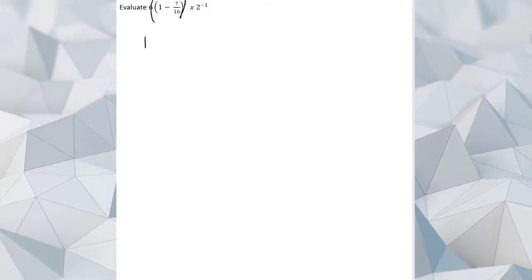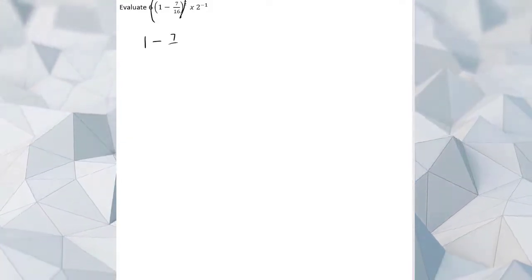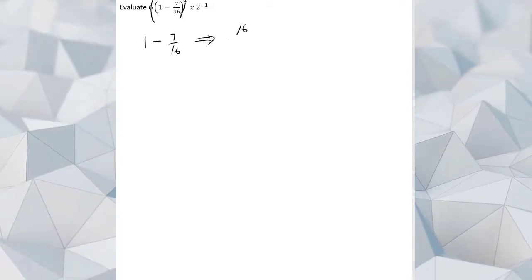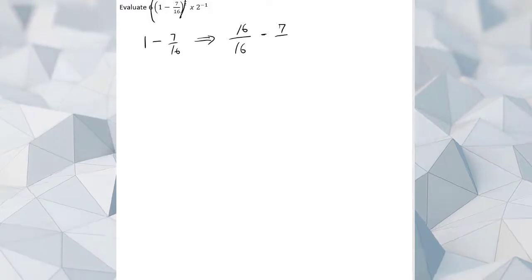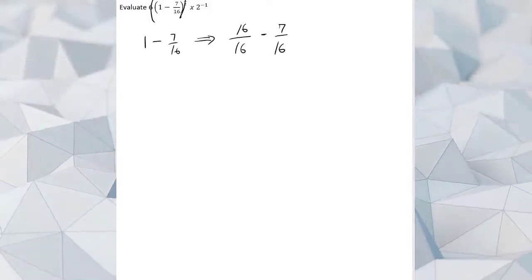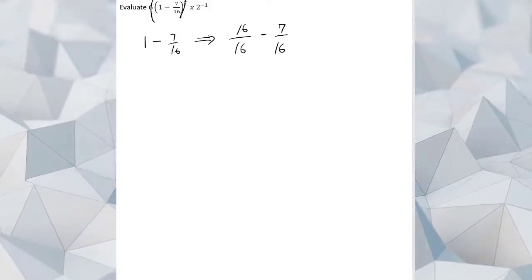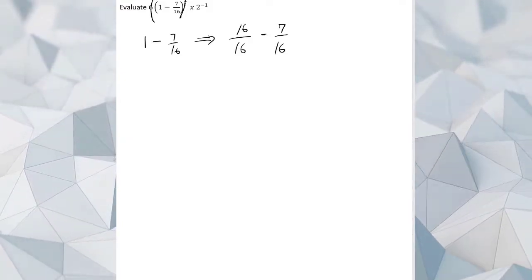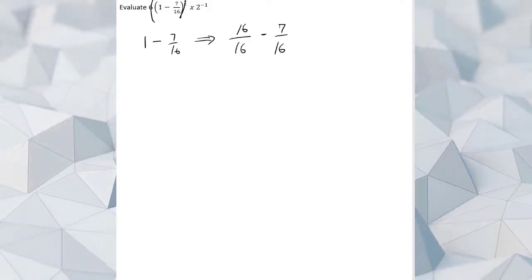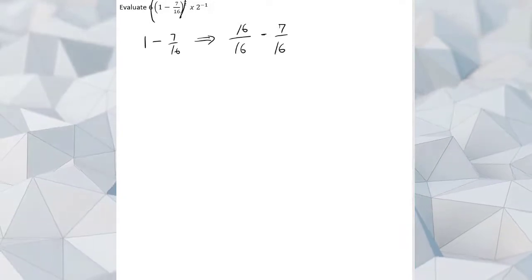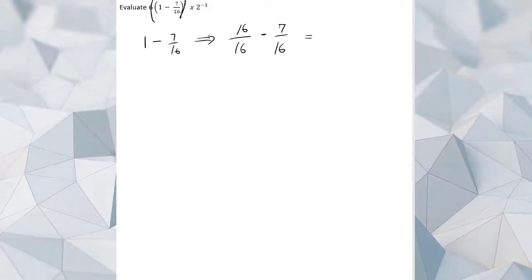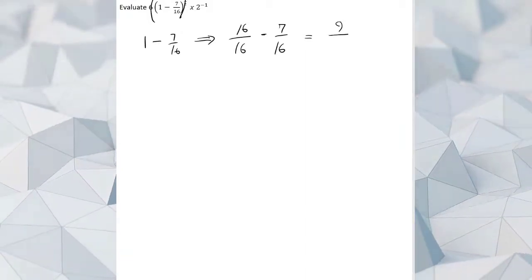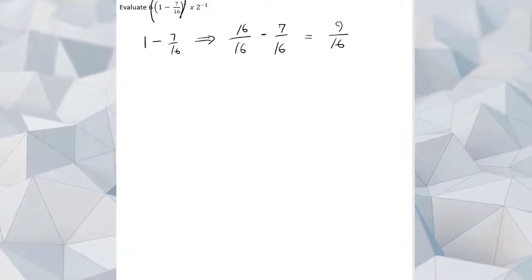So 1 minus 7 over 16 is the same thing as 16 over 16 minus 7 over 16. No magic, right? 16 over 16 is the same as 1. So this is just a way of subtracting numbers that have the same denominator. So 16 minus 7 is equal to 9. So this is the same thing as 9 over 16.